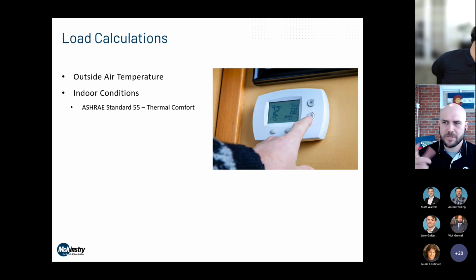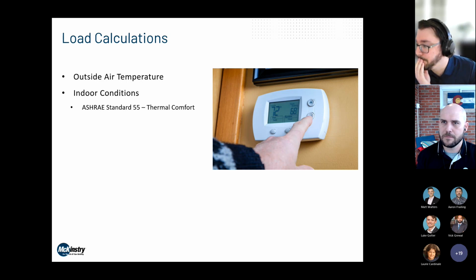So the indoor condition is the other side of that delta T. You've got the outside and the indoor temperature. That's there.